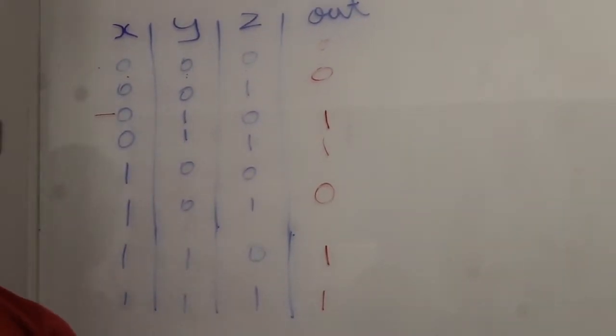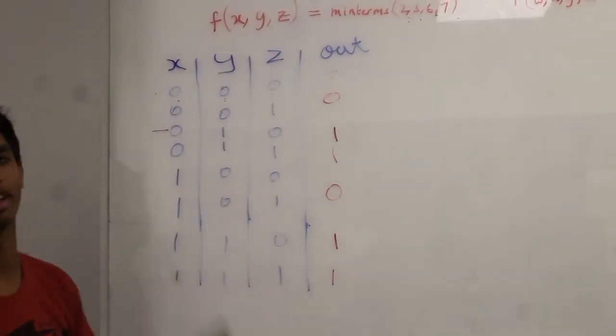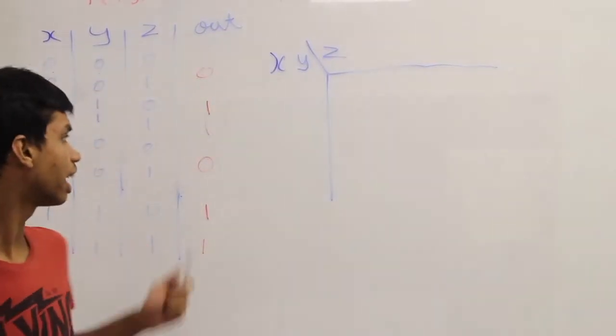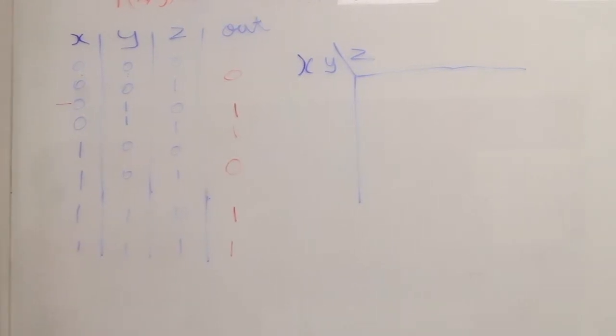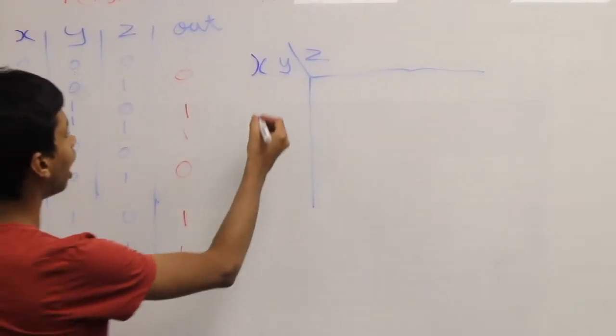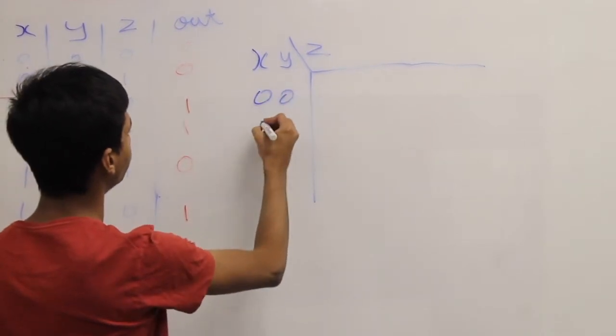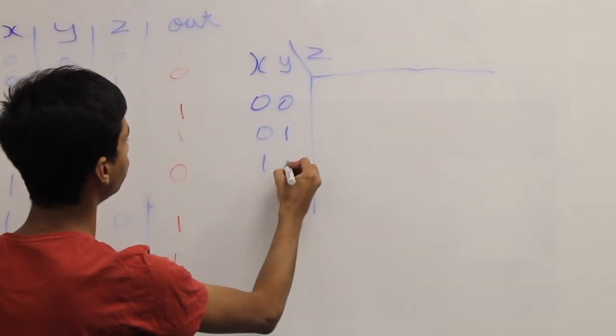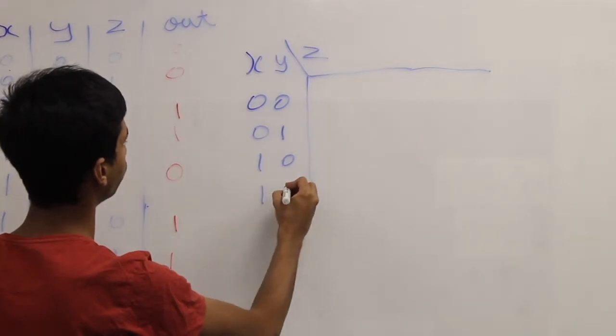So now finally we are going to make K-map. So we are going to make the K-map of 3 variables. So now we'll construct K-map using this truth table. So we'll need x, y and z. So we'll have 0, 0, 0, 1, 1, 0 and 1, 1.